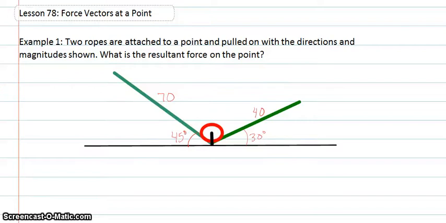In lesson 78, we look at force vectors at a point. So I've drawn the kind of pulley system, even though it isn't exactly like your book. Hopefully it'll give you the right idea of how we would add these two vectors. The first example states, two ropes are attached to a point and pulled on with the directions and magnitude shown. What is the resultant force on the point?